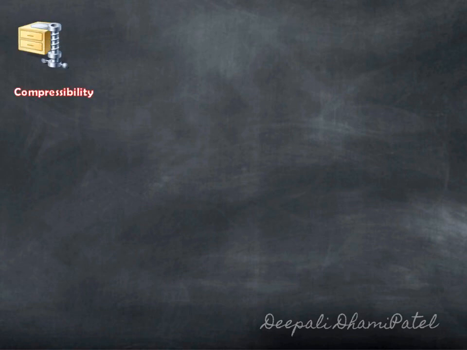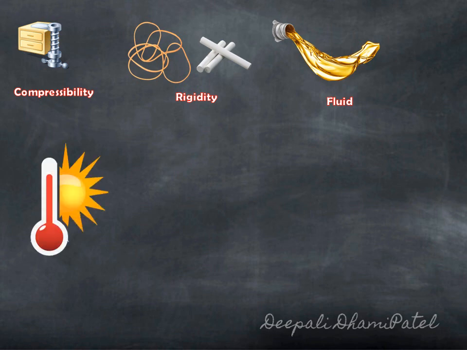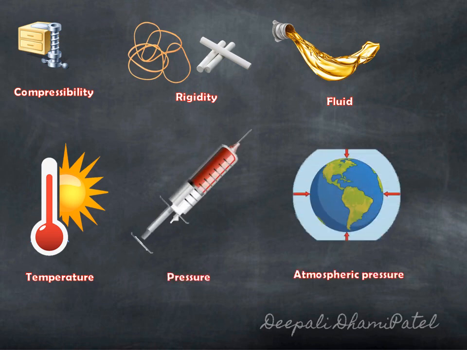So, this is compressibility. Rigidity. We know that a chalk breaks easily while a rubber band you can stretch to a certain extent. Fluids: any liquid or gas or any substance which can flow are fluids. Temperature, pressure, atmospheric pressure.